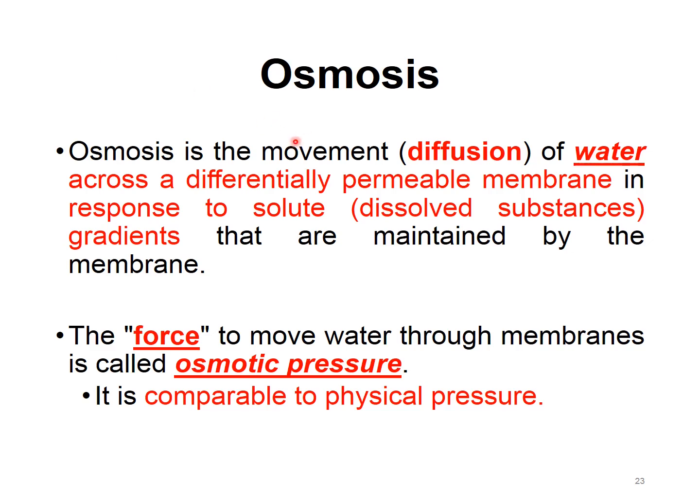Osmosis is the movement, diffusion, of water across a differentially permeable membrane in response to the solute, اللي هي dissolved substance, gradient that is maintained by the membrane. أوكي، طيب ناخد بالنا لما جينا اتكلمنا على الديفيوجن ما جبناش سيرة الممبرين خالص، قلنا ده عبارة عن الموفمنت بتاع المولكيول down the concentration gradient، وقلنا إن هو ممكن يحصل في الممبرين.